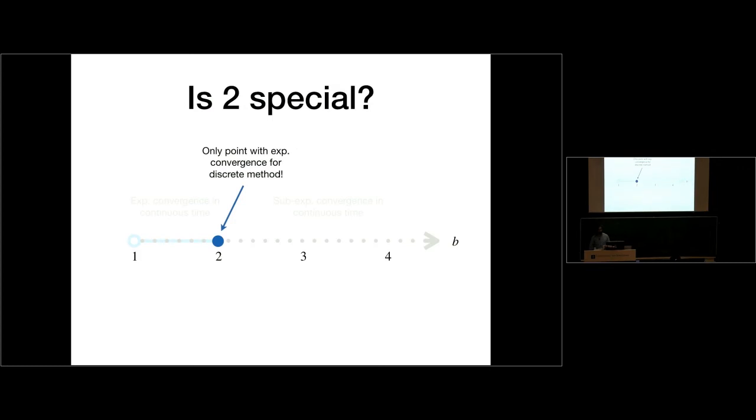Okay, so this is kind of weird. We had all these possible b's, and only one of them allows us to converge exponentially quickly with a discrete method, and that's b equal to 2. So this raises the question: wait, is 2 a special number in some sense?